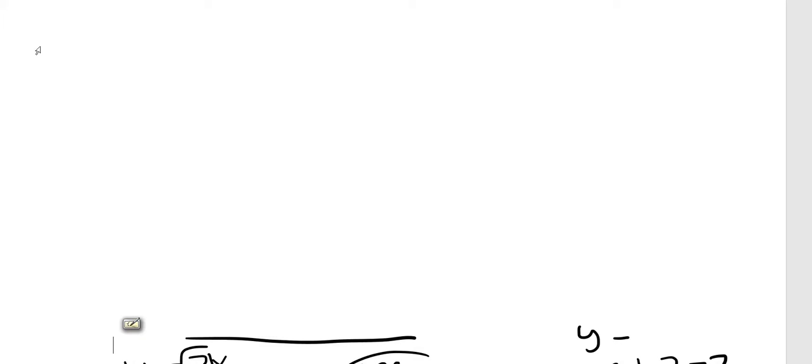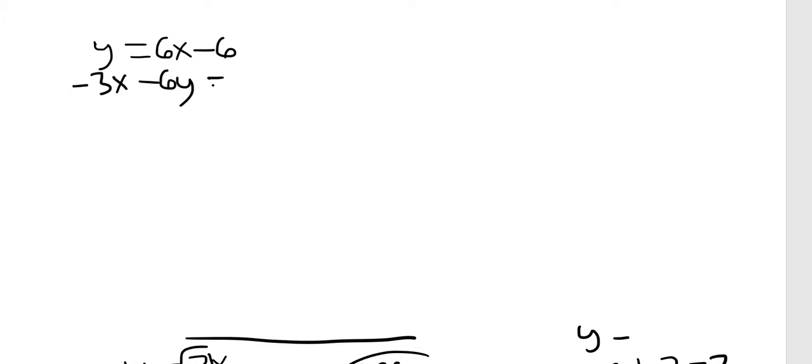Let's say that our system is y equals 6x minus 6 and negative 3x minus 6y equals 30. Okay, so this is our system. Our very first step when we solve a system of equations using substitution is we put our two equations side by side.